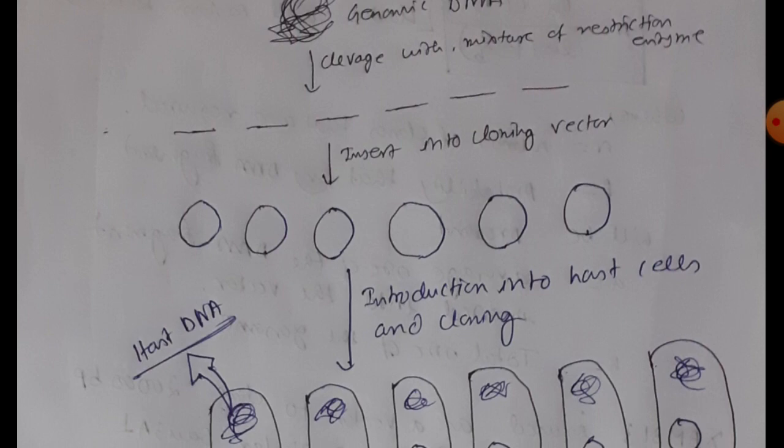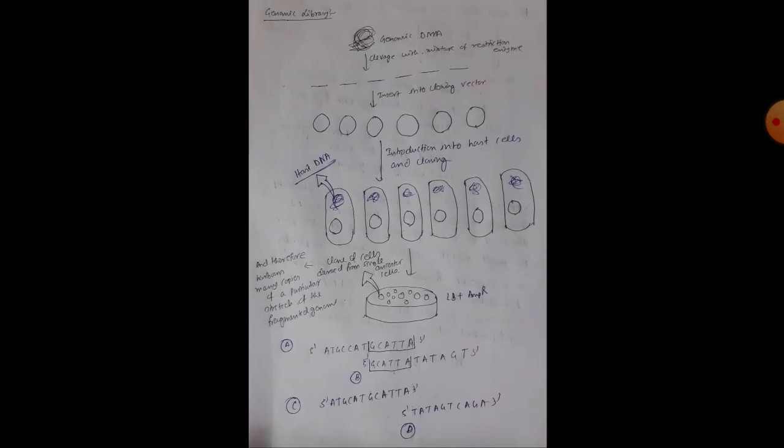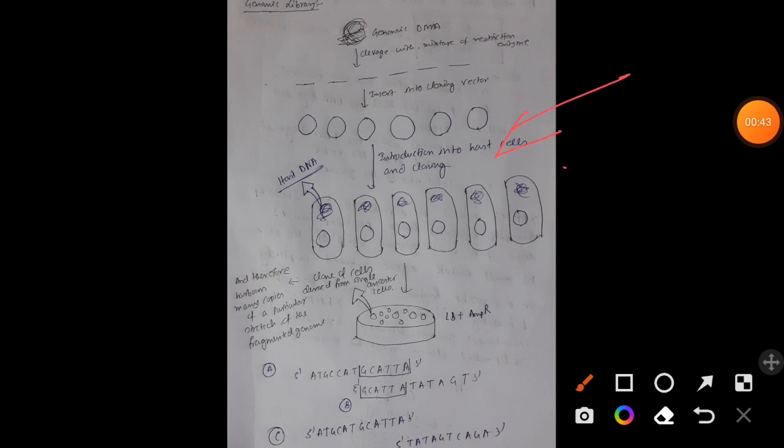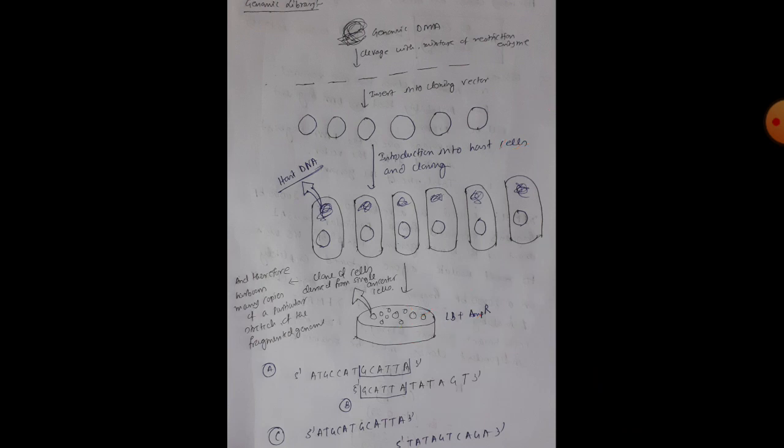Okay, so we are going to discuss both of these questions: how many genomic clones we require to complete our entire genomic library formation, and similarly how many recombinant clones we have to screen to find our gene of interest. Okay, so let's see.